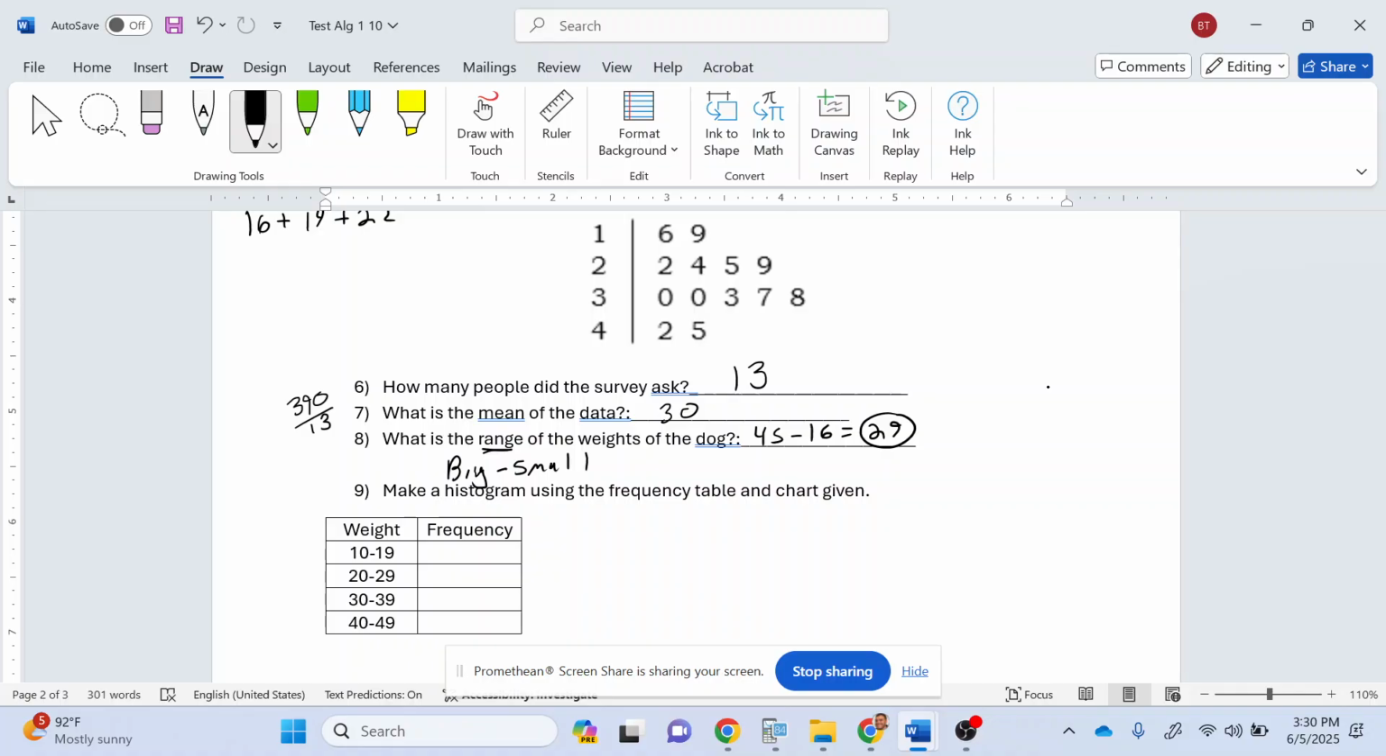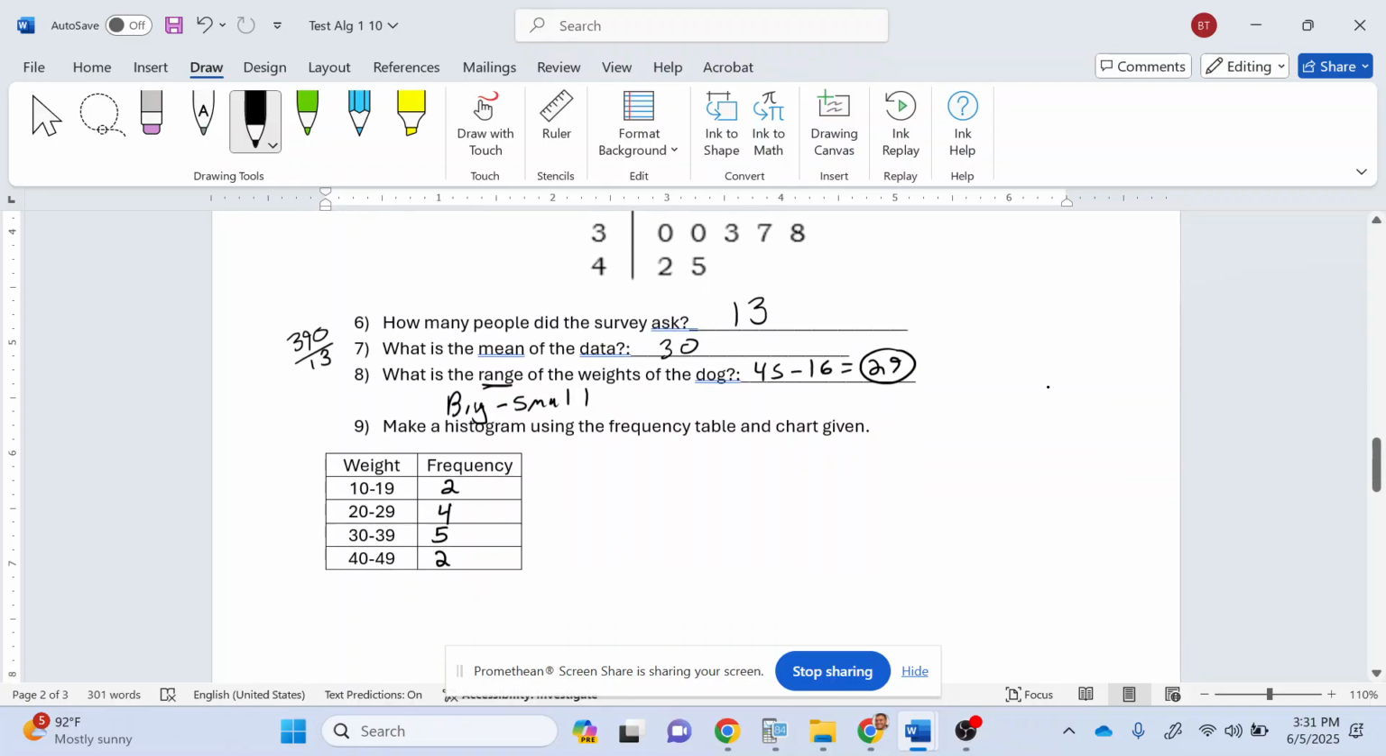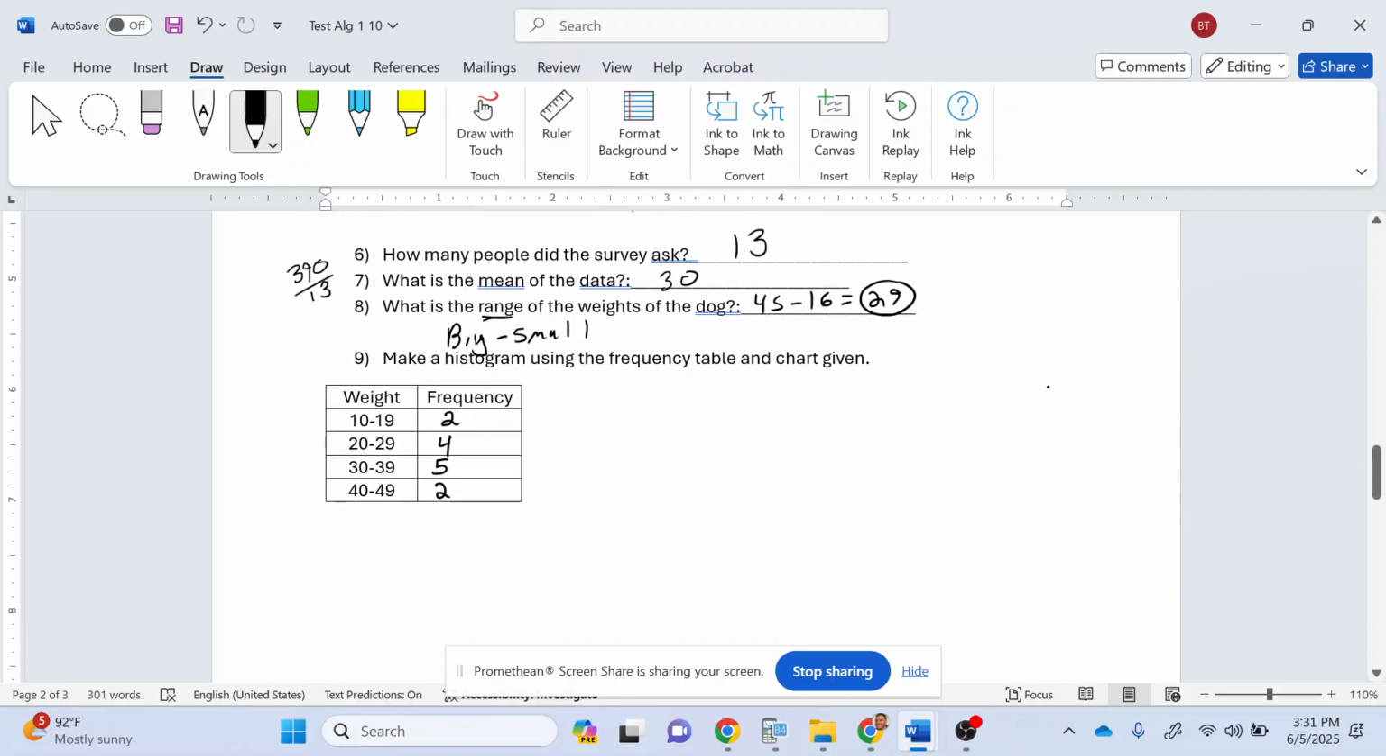All right. So this one, when we say frequency, that just means how often something happens. So there's 2 dogs between 10 and 19. There are 4 dogs in the 20s. There's 5 dogs in the 30s. And again, there's 2 dogs in the 40s. So with that table, what I can do is make a histogram.